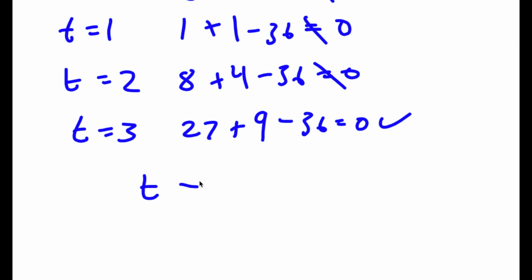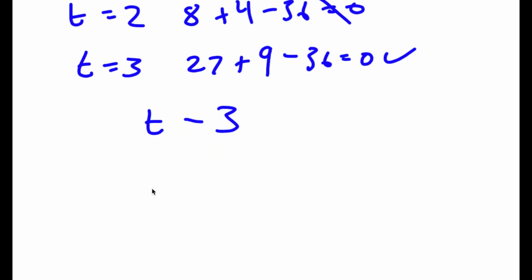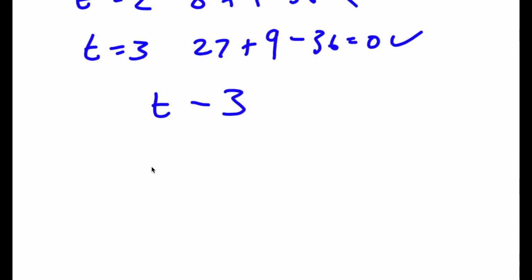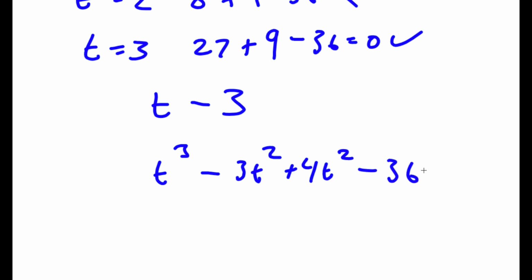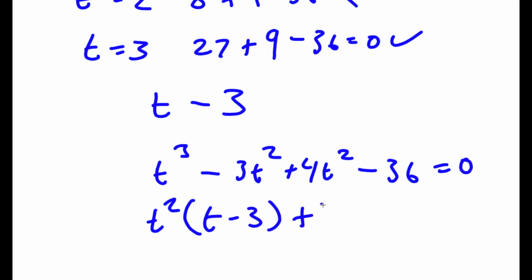Or actually, that's not our only value though, so I have to write this as t minus 3. So now if I rewrite this, I get t to the power of 3 minus 3t squared plus 4t squared minus 36 is equal to 0. Now we know that our factor has to be t minus 3, so if I factor out t squared, I get t squared times t minus 3 plus 4 times t squared minus 36, and this is equal to 0.